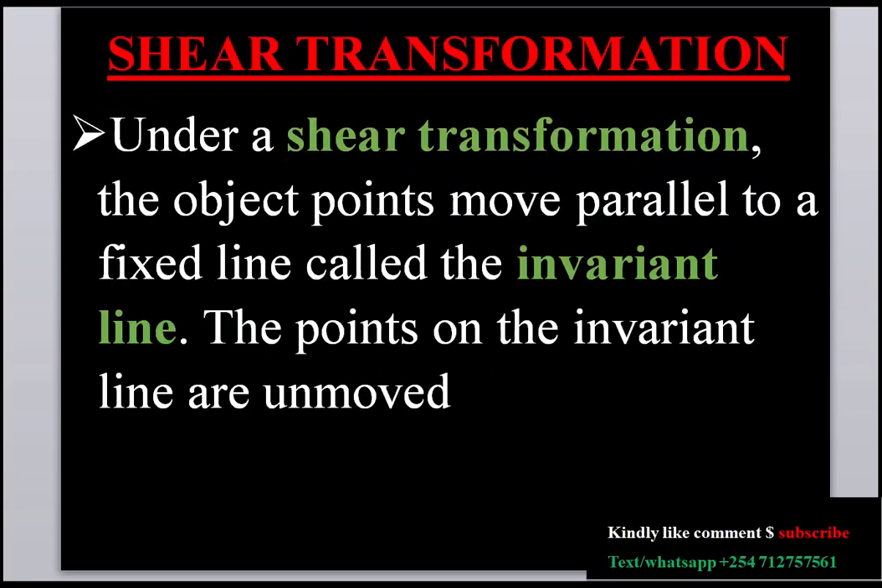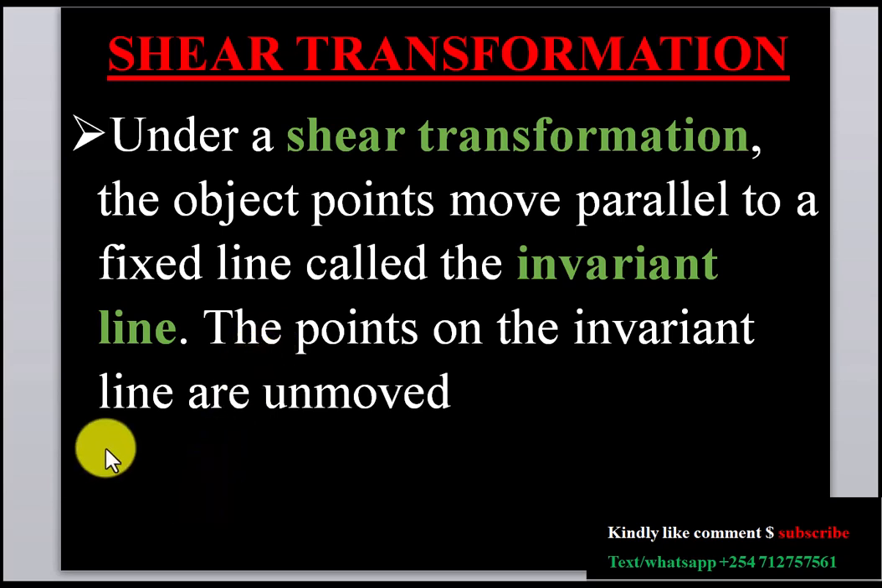Under a shear transformation, the object points move parallel to a fixed line called the invariant line. What is an invariant line? We'll see in a few what the invariant line is, but it is worth noting that the points on the invariant line are unmoved. That means they don't shift from one position to another. Remember, a transformation is simply the process where we change either the orientation or the size of an object.